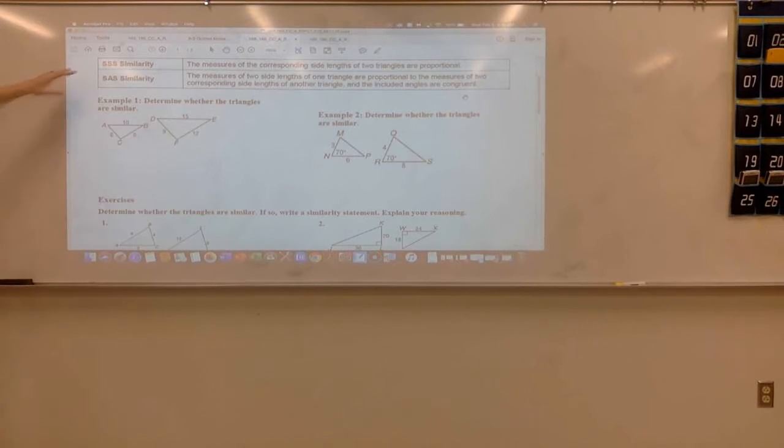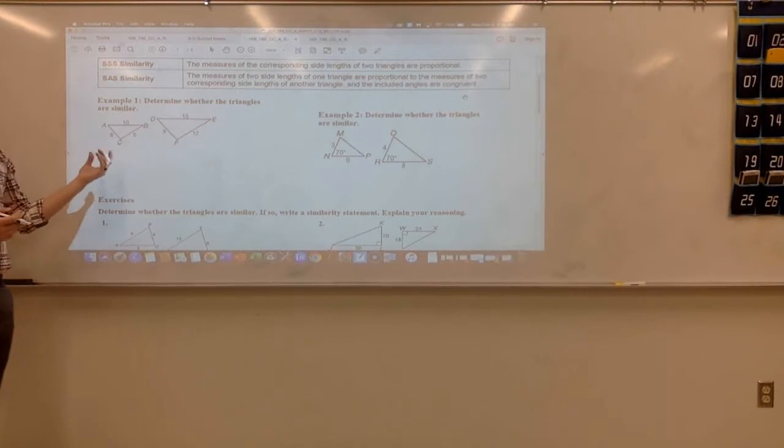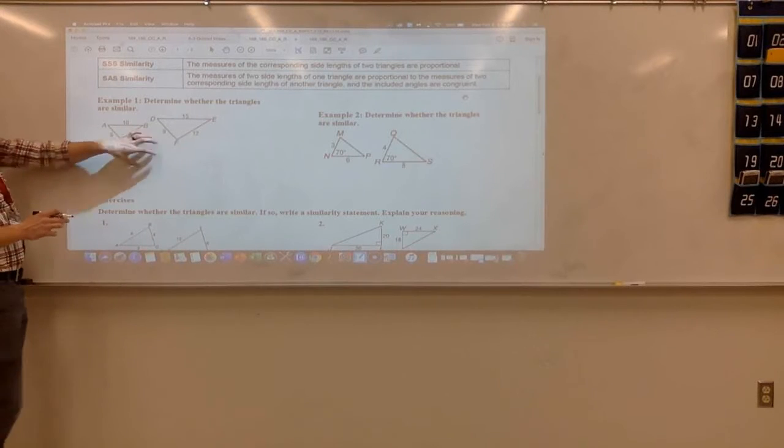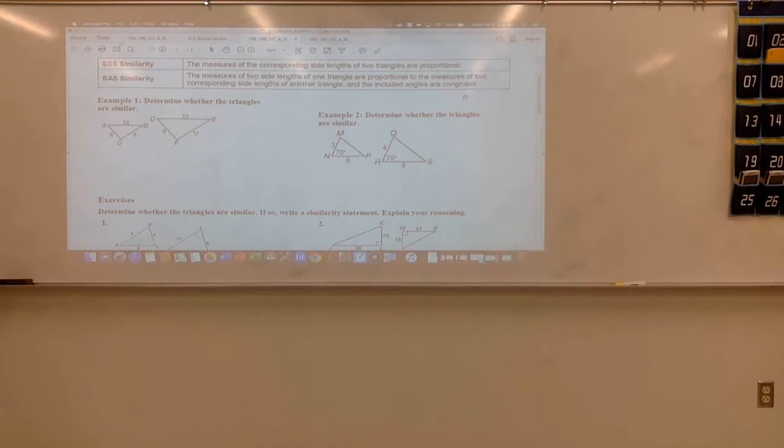So, for side, side, side, what we're looking to prove is that the measures of corresponding side lengths are proportional. In other words, if I write all three corresponding pairs of sides as fractions, they would equal the same fraction. All right, that's essentially what that means. So let's take a look at example 1 here.